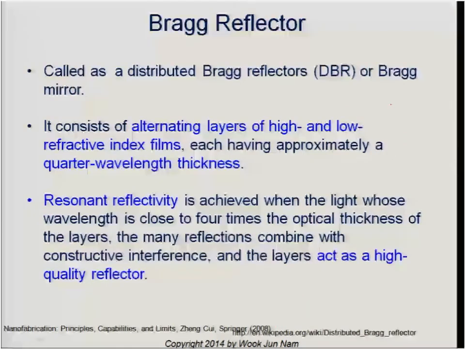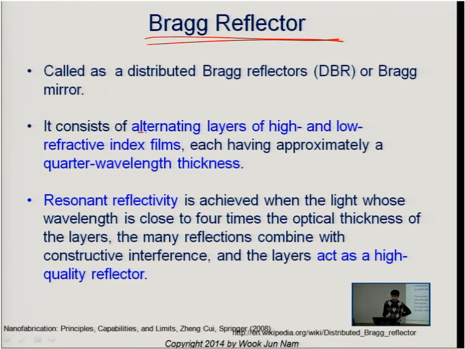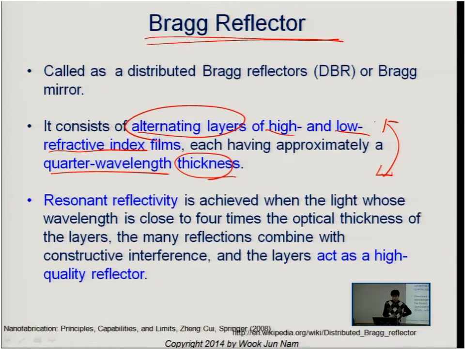So what people started to use is a Bragg reflector. This is alternating layers of high and low refractive index films. And then the film thickness is the quarter wavelength thickness. So using this kind of spatial structure, people want to have a resonant reflectivity to have a quality mirror.